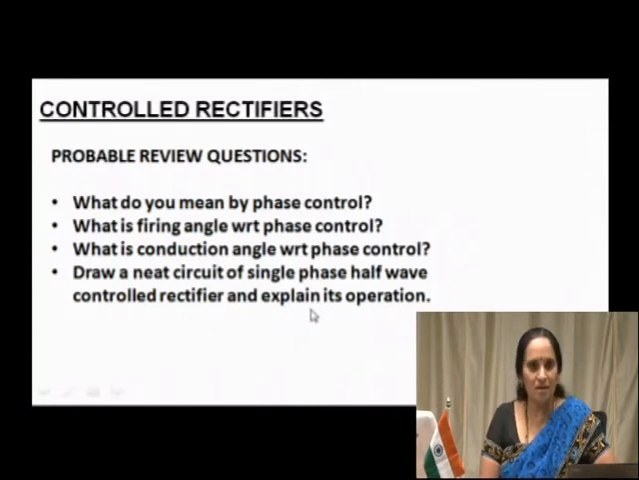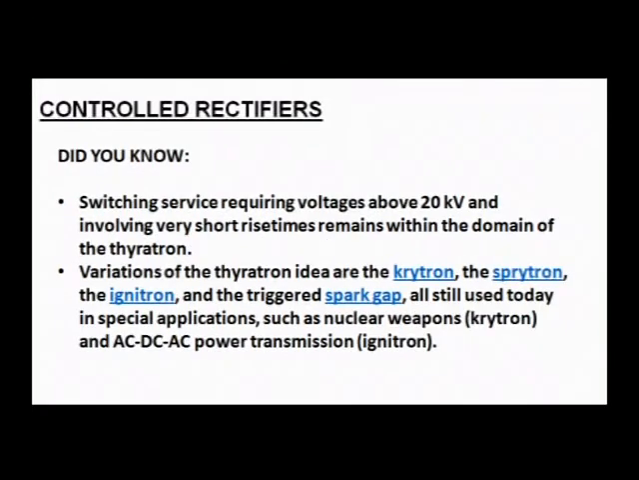Dear students, once again I have given 2 more slides for you to know better about these things I have discussed. Switching service requiring voltages above 20 kilovolts and involving very short rise times remains within the domain of the thyratron, which means thyristors have not totally replaced thyratrons. So, wherever high voltages greater than 20 kilovolts are required, thyratrons are going to be used.